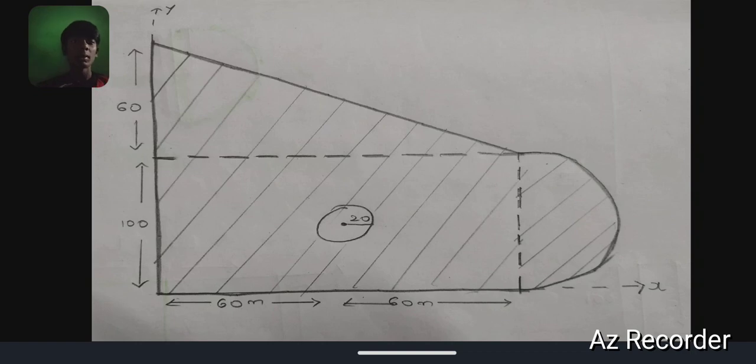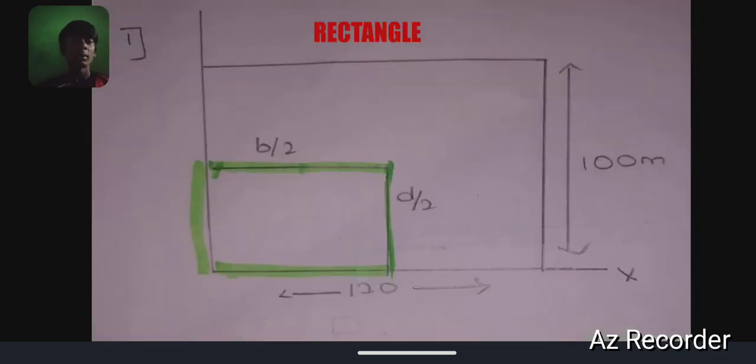How many components are there in the diagram? In this diagram we have four components. Three components are shaded, but one circle is not shaded. We have to take four components: rectangle, triangle, circle and semicircle.